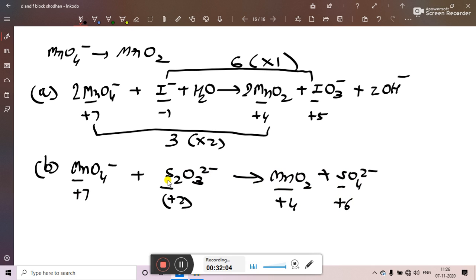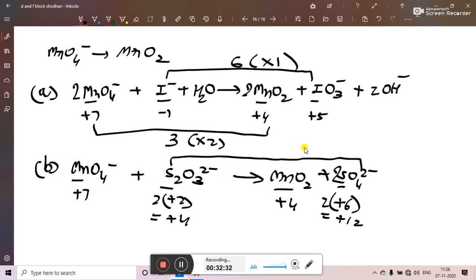Now we have to balance the underlined elements. So Mn is 1, here also Mn is 1, here sulfur is 2, so we have to multiply it with 2. Now after balancing, again we have to multiply the charges with the number of atoms. So here the number of sulfur atoms is 2, so we multiply with 2, so it will become plus 4. Here the number of sulfur atoms is 2, so we multiply 6 with 2, so it will become plus 12. So sulfur undergoes oxidation from plus 4 to plus 12, so the difference is 8. And Mn undergoes reduction from plus 7 to plus 4, so the difference is 3.